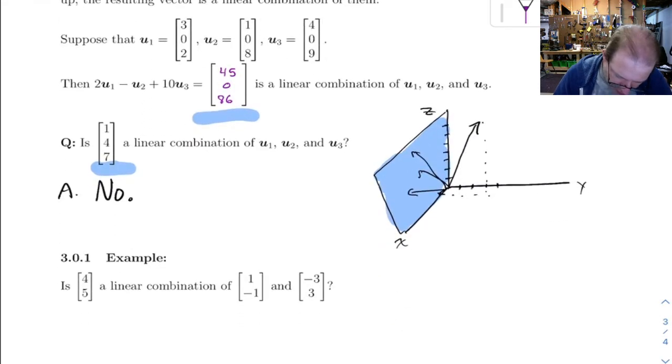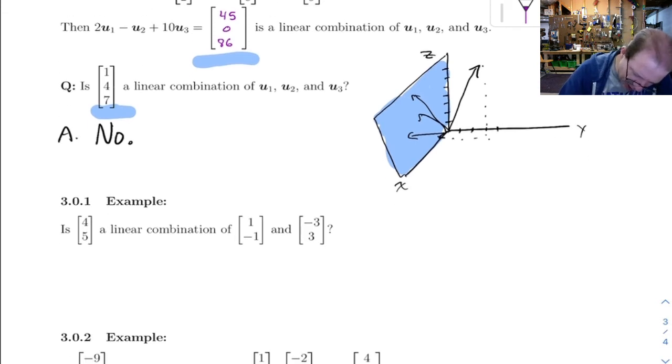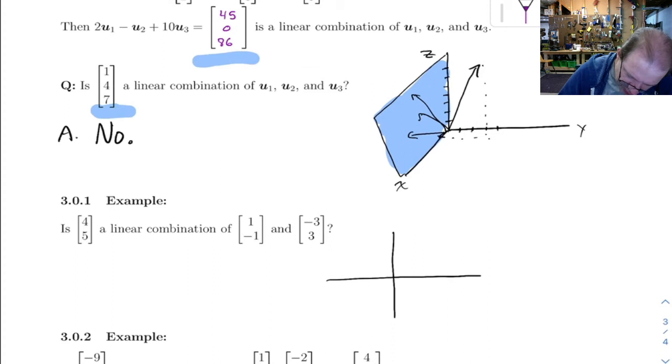All right. What about this next one? Is 4, 5 a linear combination of 1, -1, and -3, 3? This is another one we can do by analyzing the picture. The vector 1, -1 is going to be something like this. It's going to point in that direction. Then -3, 3 is going to point in the exact opposite direction.